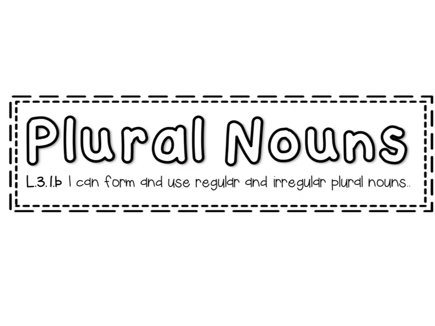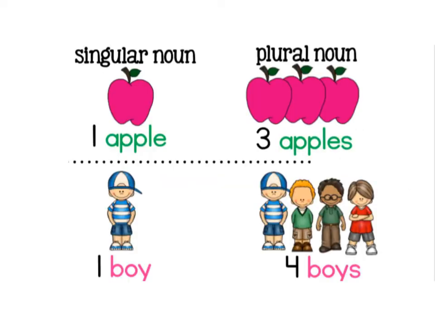By the end of this video, the goal is that you will be able to form and use regular and irregular plural nouns. Alright, so to begin with, some of you might be wondering what plural nouns are. Plural nouns are when you have a noun that's talking about more than one thing.